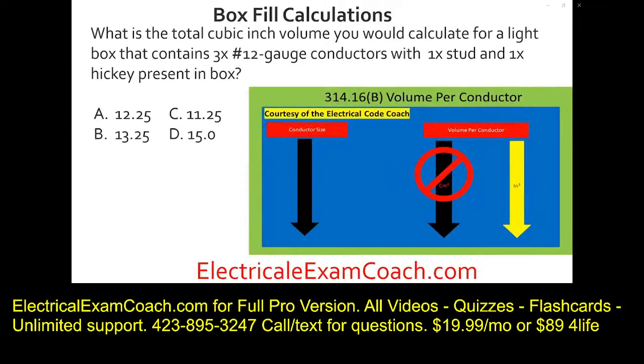What is the total cubic inch volume you would calculate for a light box that contains 3 12-gauge conductors with 1 stud and 1 hickey present in the box? For this one, we're going to go to table 314.16(B). We know that each 12 is 2.25 cubic inches. Now let's count our conductors. We have the 3 number 12s originally, but now we have to deal with the studs and the hickeys. Our code states that each stud and each hickey counts as 1, based off the largest conductor that's in the box. In this case, we only have number 12s, so they're going to be grouped with the 12s. So that lets us know that we have a total of 5 number 12s.